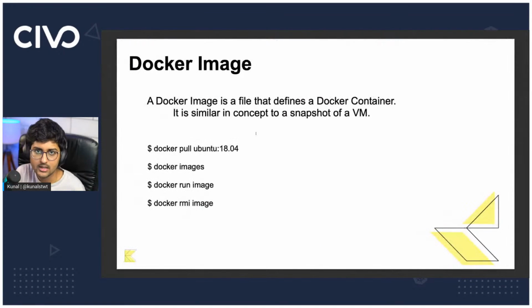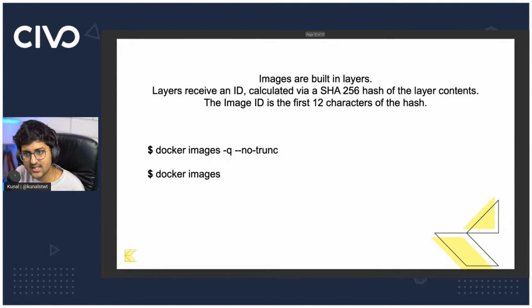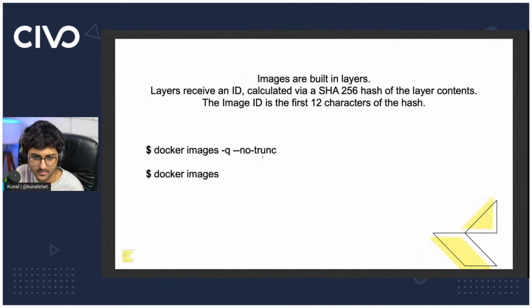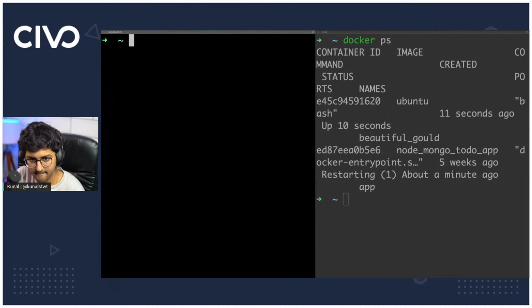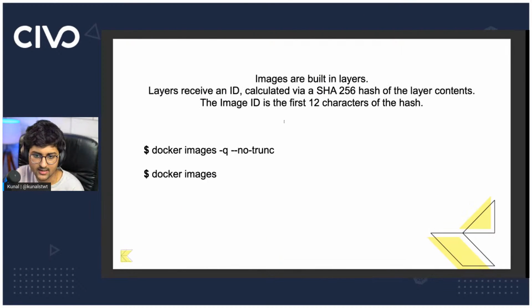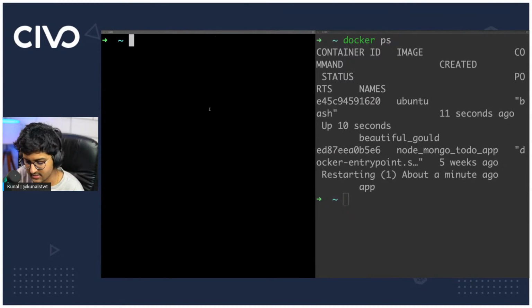So that's about images, that's about Dockerfiles, that's about containers, and that's about Docker. Everything is covered. Images are built in layers. This is a bit of an advanced topic. Not that advanced, but still, for beginners, let me just exit out of it.